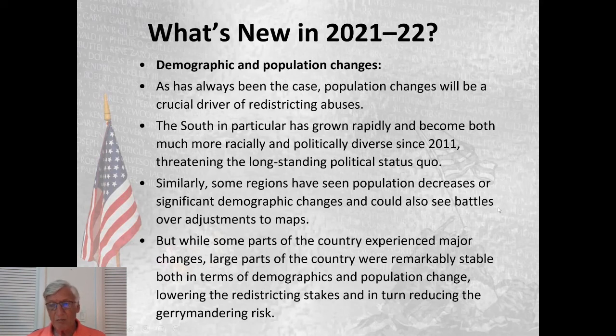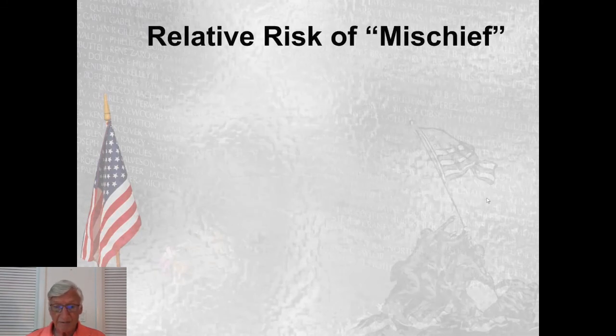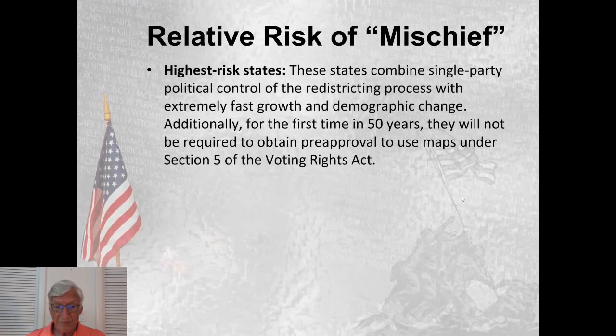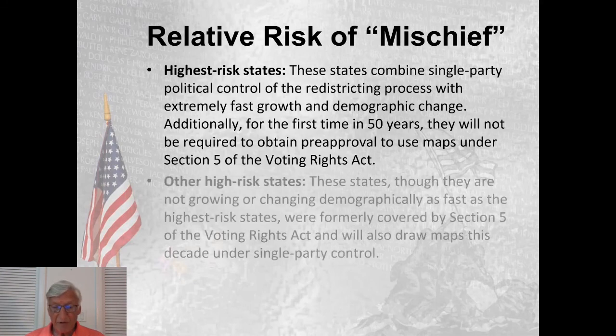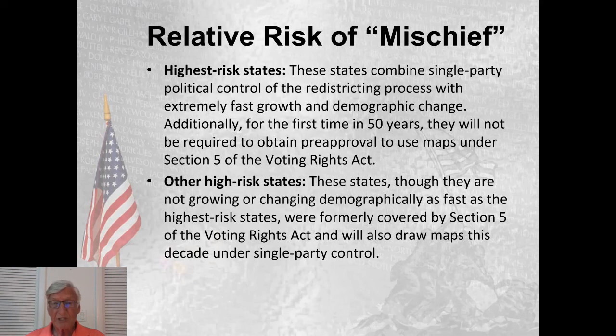I know my own Minnesota was forecast to lose one congressional seat. It turned out they did not lose that seat. It is being retained. So, relative risk of mischief: high risk states. These states combine single-party political control of the redistricting process with extremely fast growth and demographic change. For the first time, however, in 50 years, they will not be required to obtain pre-approval to use maps under Section 5 of the Voting Rights Act. And I can tell by the clock, I won't get very far into that, but that change is enormous.